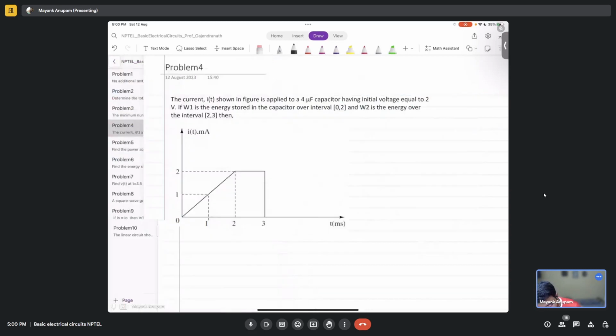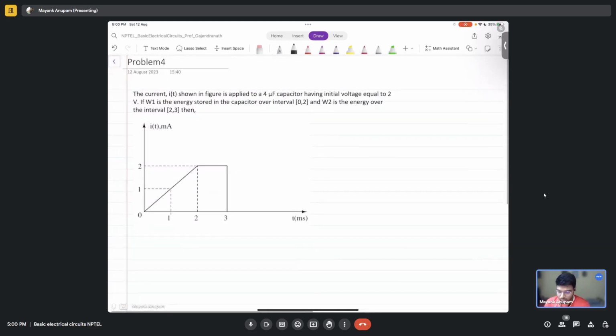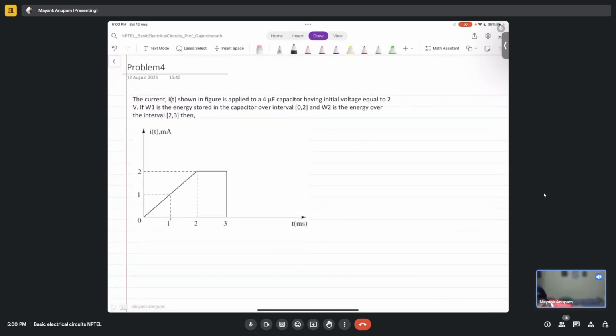Okay, fine. The current I of t shown in the figure is applied to a 4 microfarad capacitor having initial voltage equal to 2 volts. If W1 is the energy stored in the capacitor over the interval 0 to 2 and W2 is the energy over the interval 2 to 3, tell me what is W1 and W2.